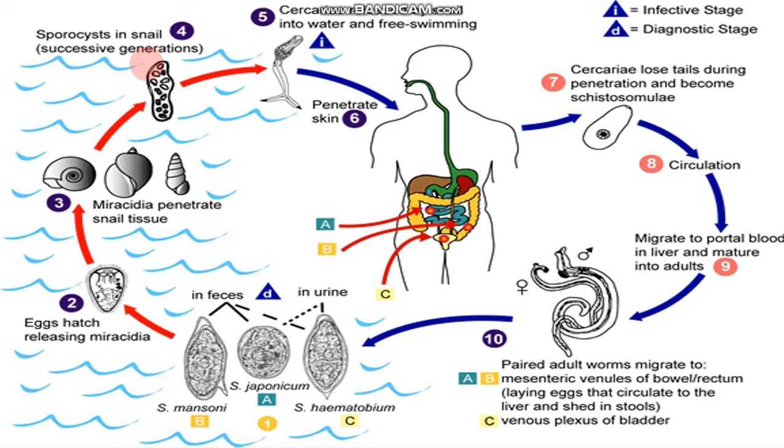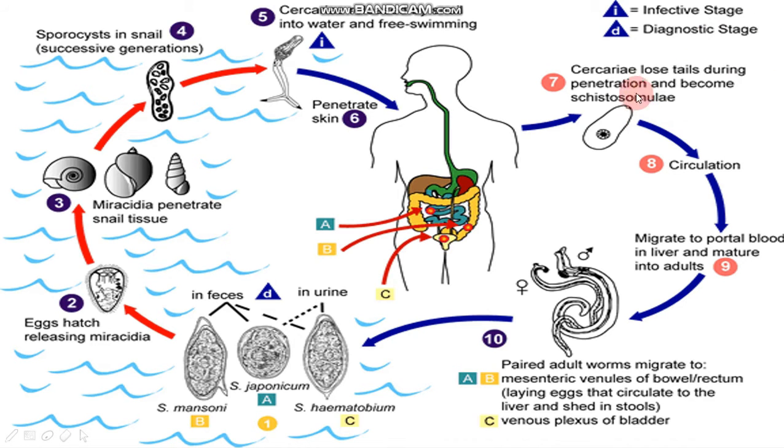Next we have the cercariae. This cercariae will penetrate the skin of the human, its another intermediate host. After which the cercariae lose their tails during penetration and become schistosomulae. This schistosomulae migrates via venous circulation to the lungs, then to the heart, and develops in the liver, exiting the liver via the portal vein system when mature.